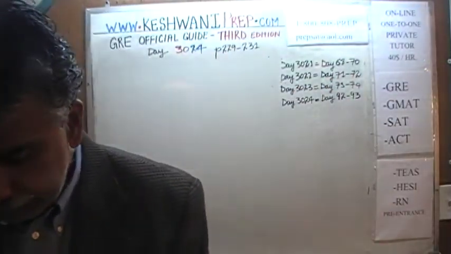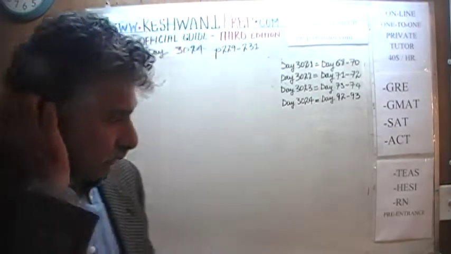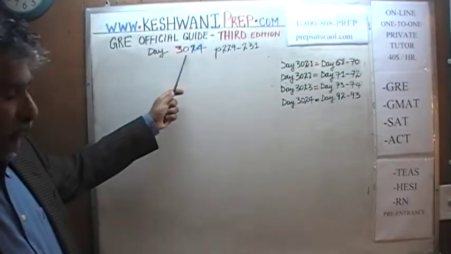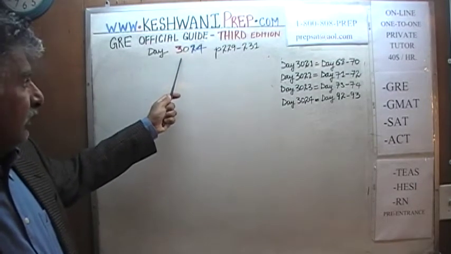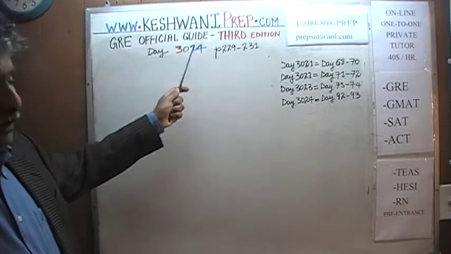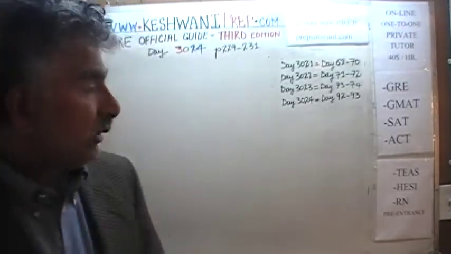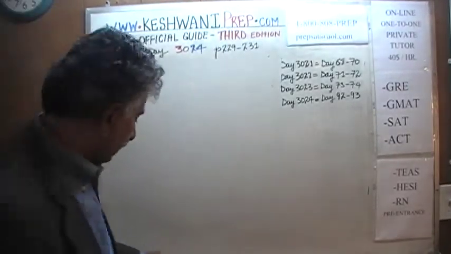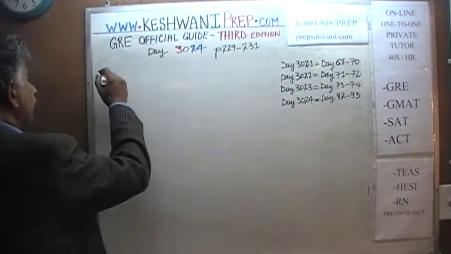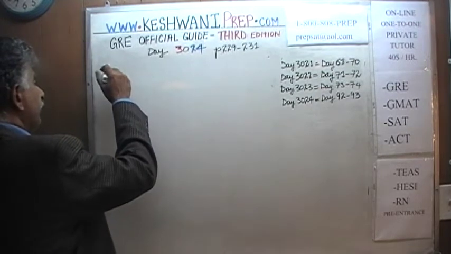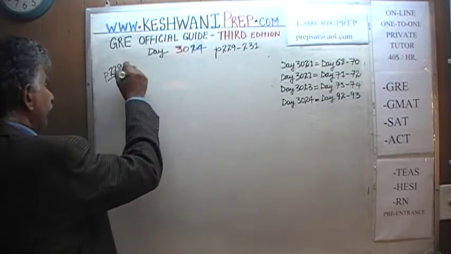Today is our lesson number 24. Day 3024, 3 is to signify that we are in the third edition, day 24. The problems that we are going to solve today are from page number 229 through page 231. Let's turn to page number 229.